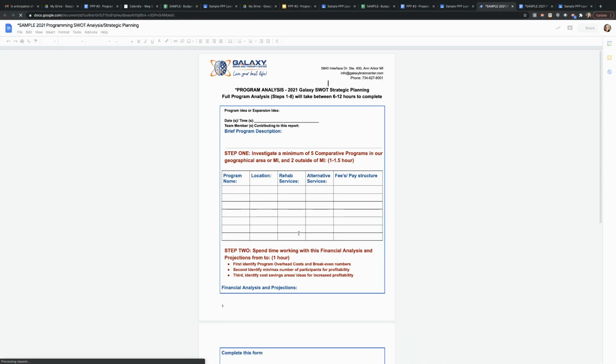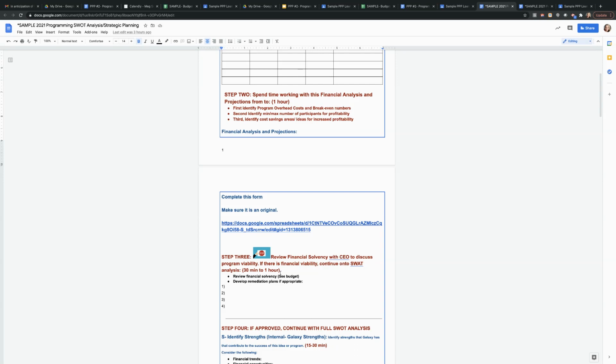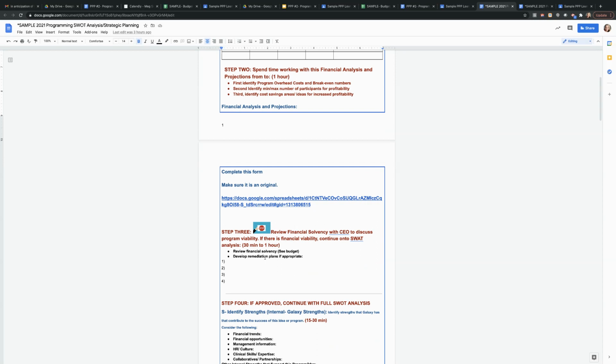if you get to that and you stop and review it with me, step 1 was the comparative programs. Step 2 was that financial document. That's where you stop. So after step 2, you're going to stop and make a Calendly appointment with me, and we're going to look at those numbers and see if there's financial solvency to keep going. If there is, then we're going to proceed. If there isn't, we're going to look at some remediation plans, like what could we look into to see if there is some financial solvency.